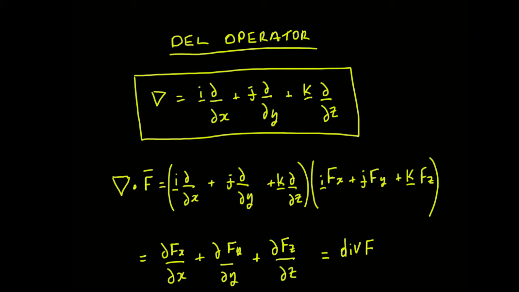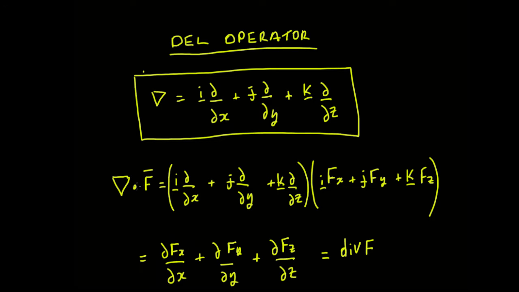This is a short video just to introduce the idea of the del operator. So the del operator, that's an upside down triangle. So del equals, well, it's the i component, partial by partial x, plus the j component, partial by partial y, plus the k component, partial by partial z.